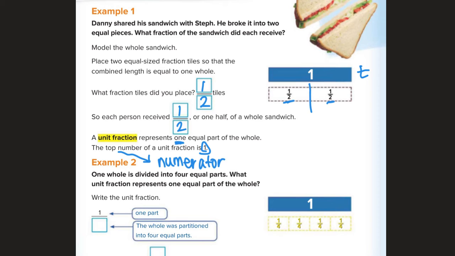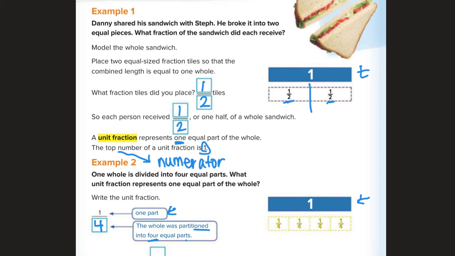The numerator. Example 2. 1 whole, here we have our whole, is divided into 4 equal parts. What unit fraction represents 1 equal part of the whole? Okay, so that's like I have a sandwich and I've got 4 friends. I'm going to cut my sandwich into 4 equal parts, and each friend is going to get 1/4 of the sandwich. Notice here, our numerator is 1. Our denominator, it says the whole was cut into 4 equal parts. Partitioned is just a fancy word for cut.